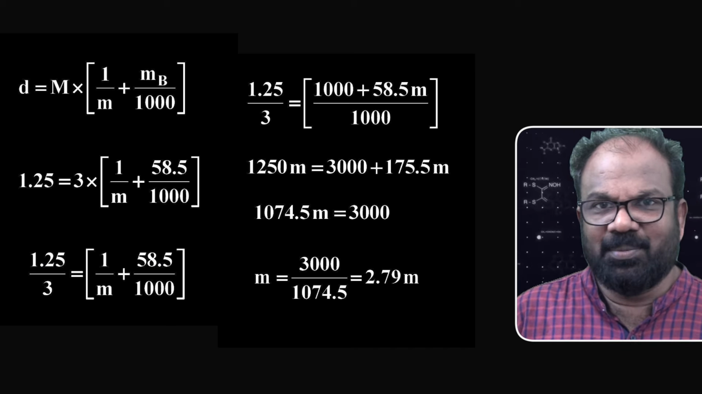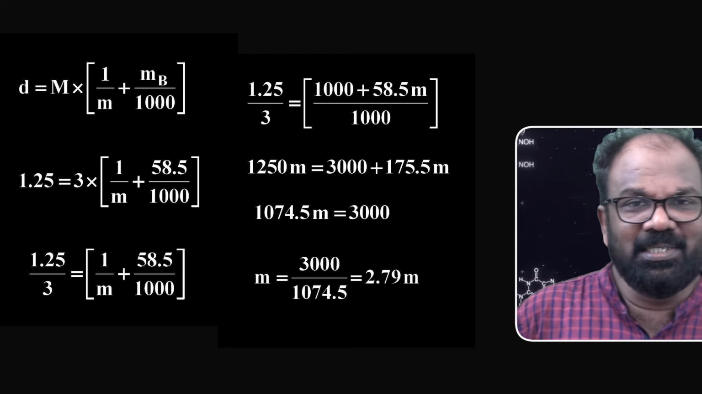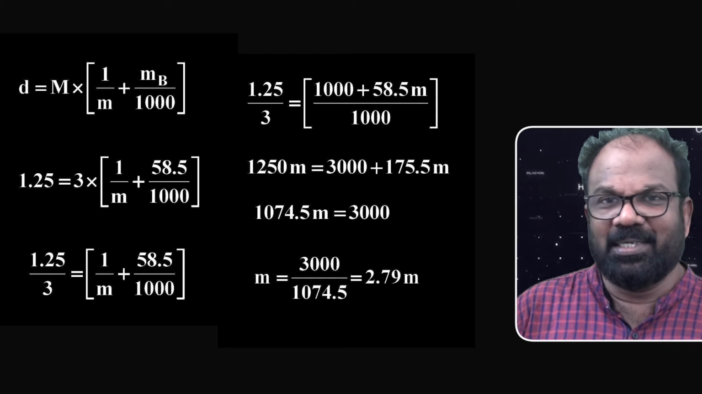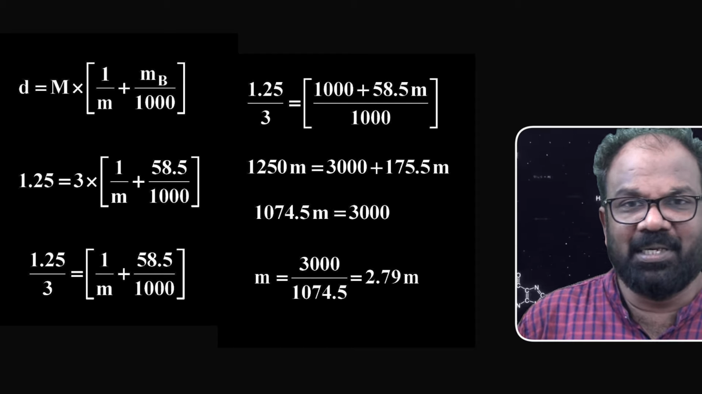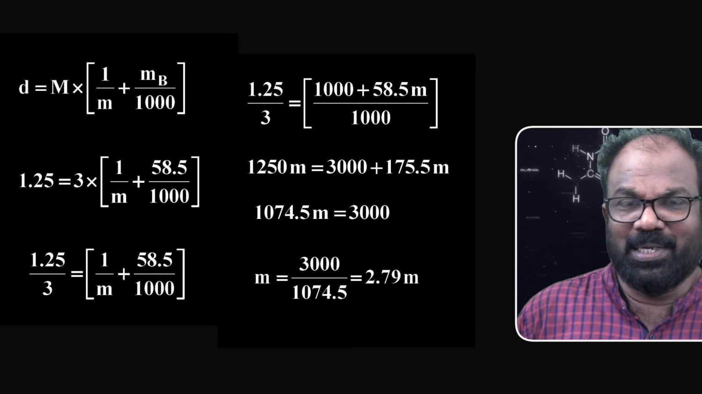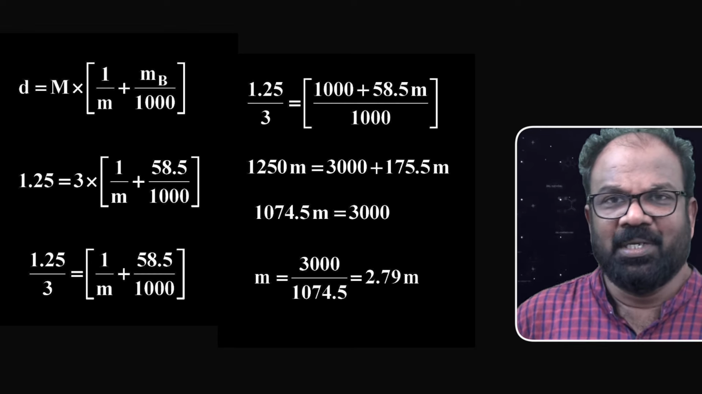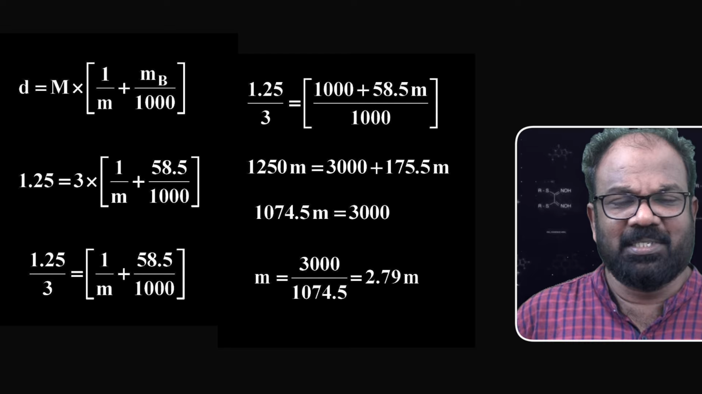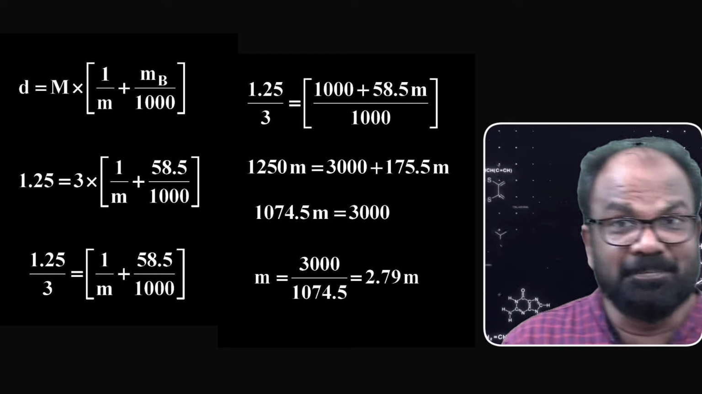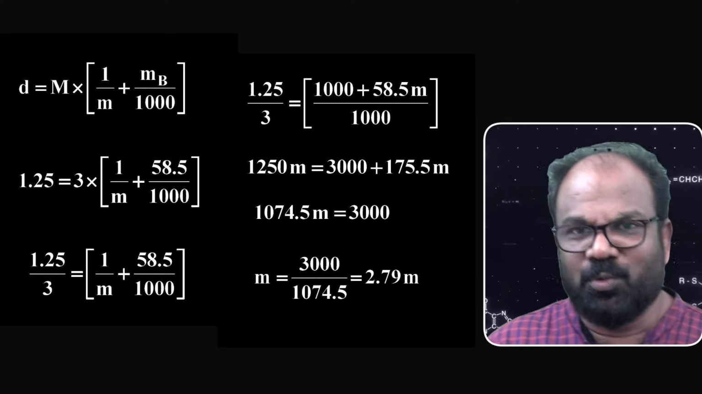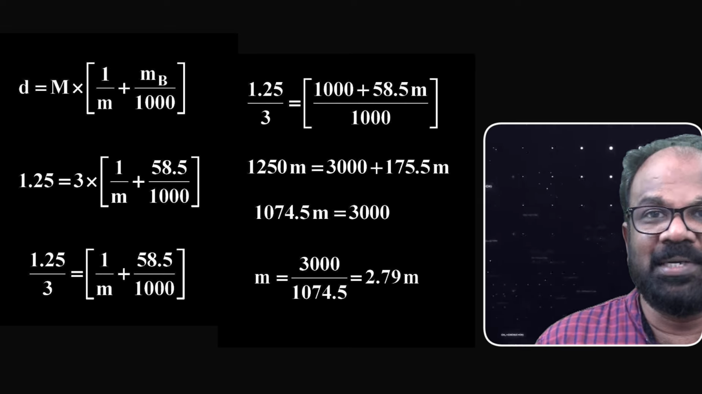Then we know the relationship between density of solution, molarity and molality as density small d is equal to capital M, molarity, into 1 by molality, that is small m, plus molecular mass of solute Mb divided by 1000. Substituting these values, density of solution is 1.25 and the molarity capital M is 3 into 1 by molality plus molecular mass of solute 58.5 divided by 1000. From this, the molality of the solution can be calculated, which is 2.79 molar. So the answer is 2.79.